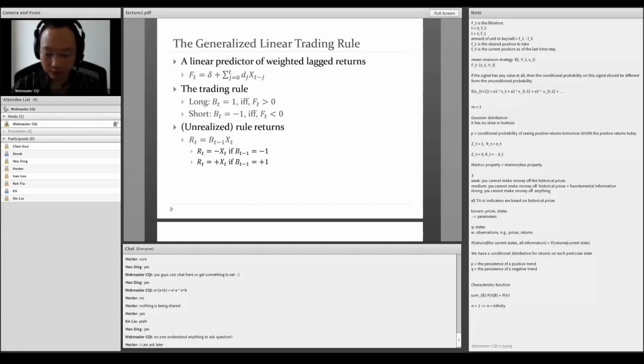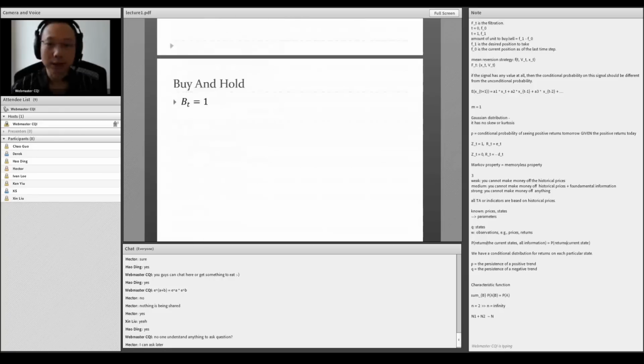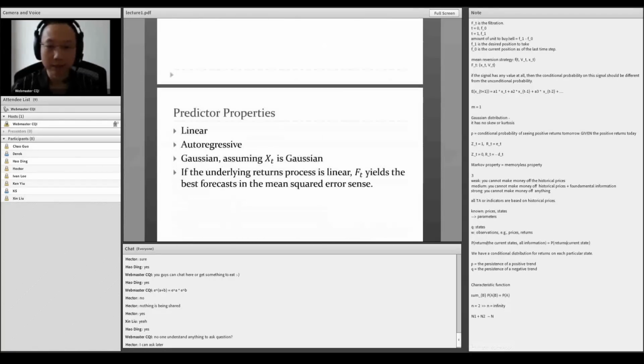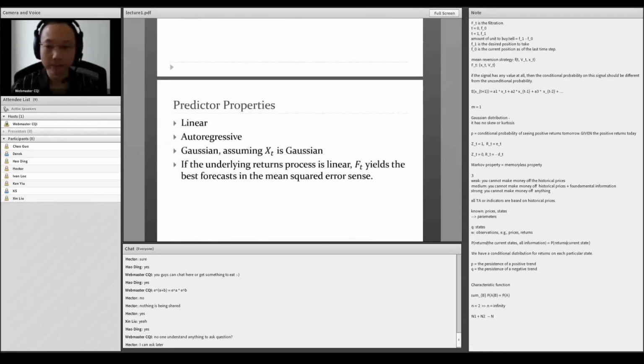Now, assuming that the underlying return process is indeed linear, which it is not, obviously it's not, then F_t is the best forecaster in the mean square sense. So assuming that the return process is linear, let's say you can fit it with some sort of linear time series, then F_t is the best indicator that you can have. So this family of linear technical indicators seems to be pretty good, assuming that the return process is linear. But the return process is not linear.